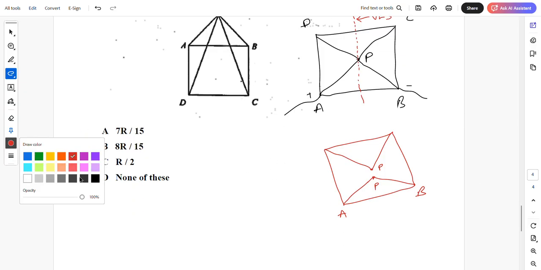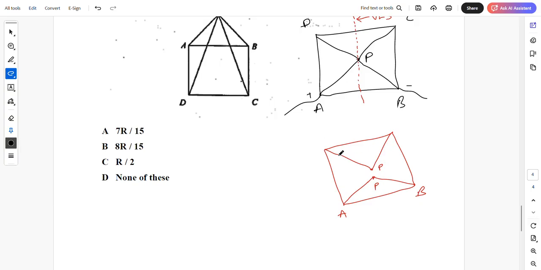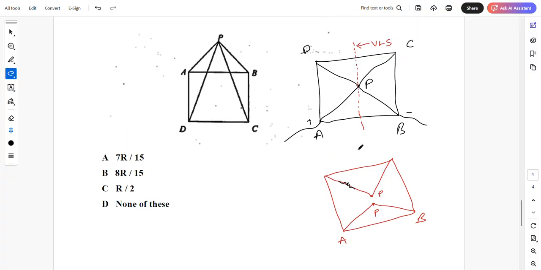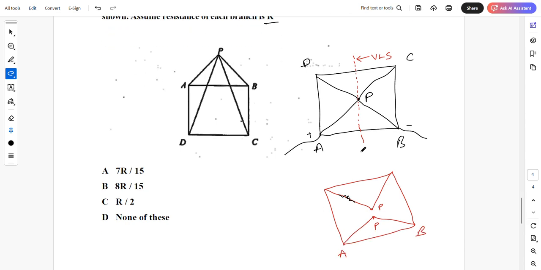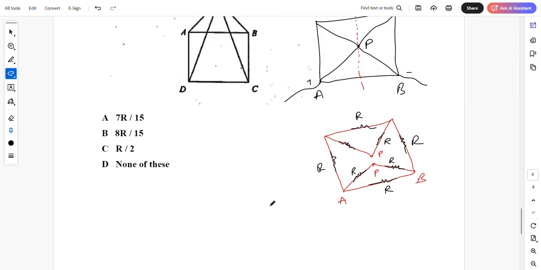After that, you can take each resistance, each branch, as R. This is R. This is R. This R is always there. You don't know R really, you need not write it in the exam. Just assume that R is there here. This is R. Now what happens? Here is the next step. See here.